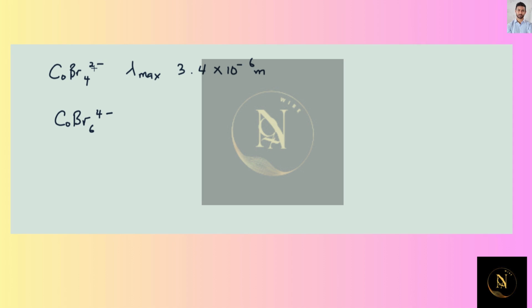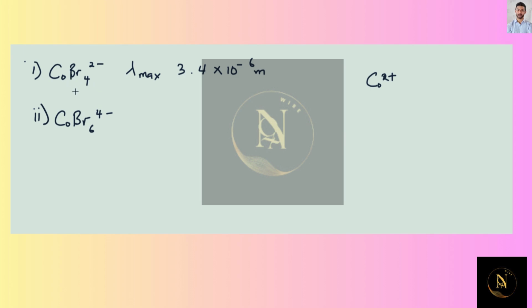Okay, so in both cases, the oxidation state of cobalt is +2, so we have cobalt 2 plus. And the ligands are the same, bromide ligands. But the difference is the number of ligands attached to the metal ion. In the first case, we have 4 bromide ligands, and in the second case, we have 6 bromide ligands. And that determines the geometry of the two compounds.